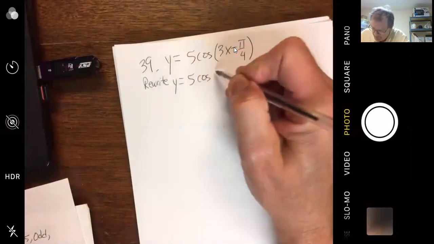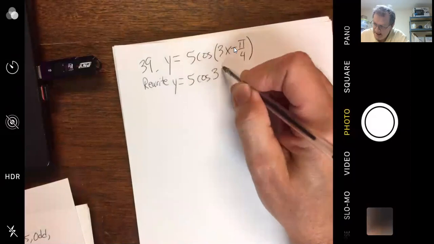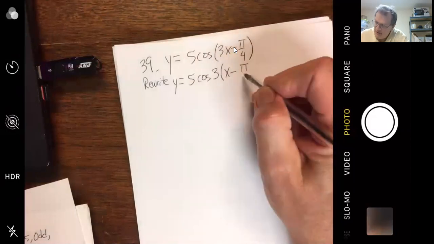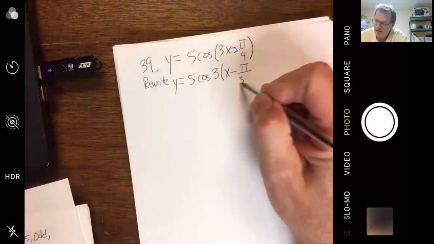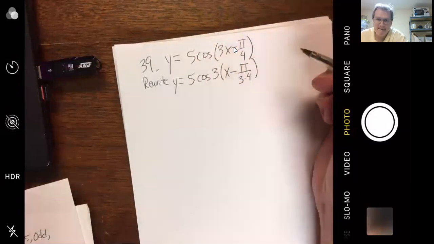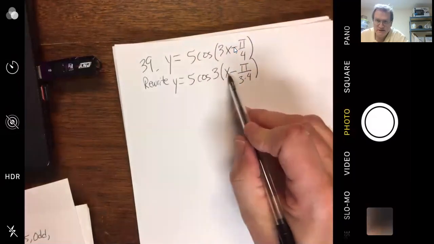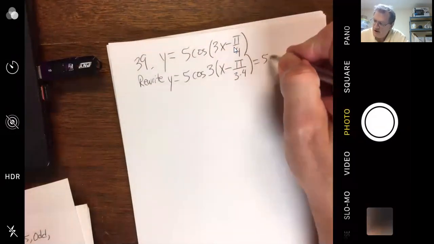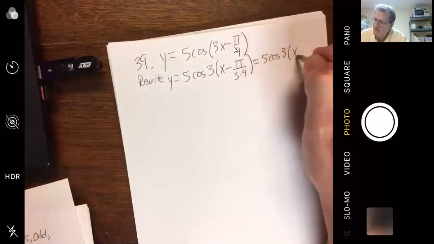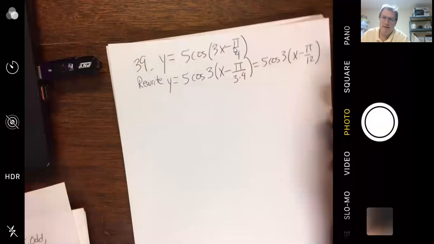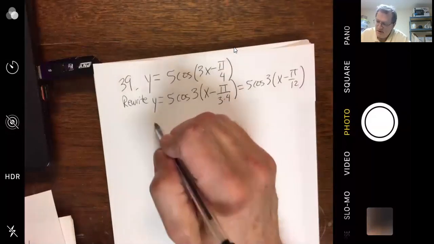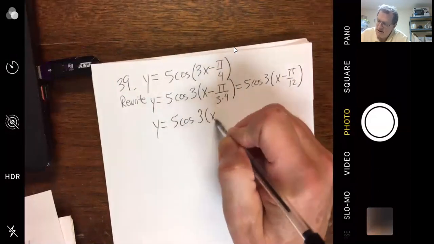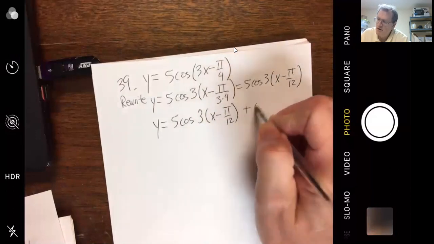5 cosine, pull out the 3. Leave it x minus pi. And if I pull out the 3, I've got to put the 3 down on bottom here, leaving it 3 times 4. So there's a 3x minus, and the 3's cancel, leaving you the pi over 4. But this is going to be 5 cosine of 3 times x minus pi over 12. All right. Put that over here, 5 cosine 3, and then x minus pi over 12, again, plus 0.